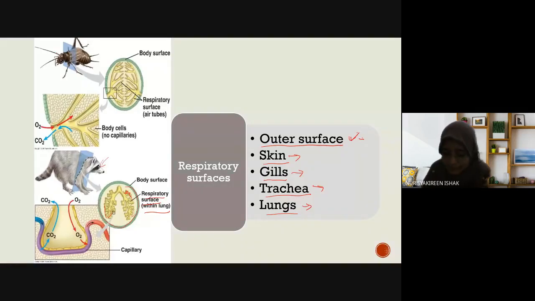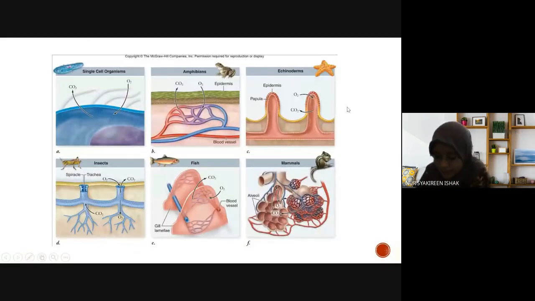And then you have insects. Insects have a tracheal system, where you have the trachea and the spiracle, the opening, so that exchange of gas can occur. Oxygen can enter, and carbon dioxide can exit through exhalation. We will look at them one by one.